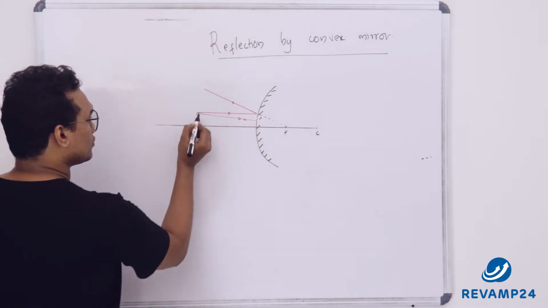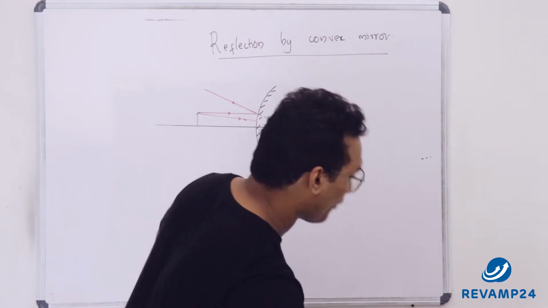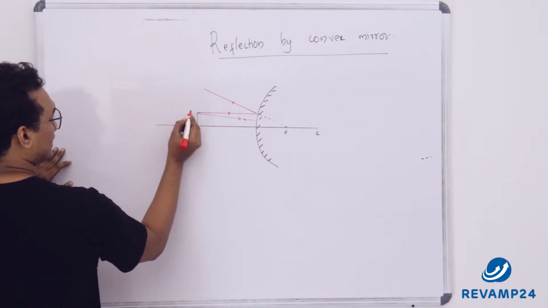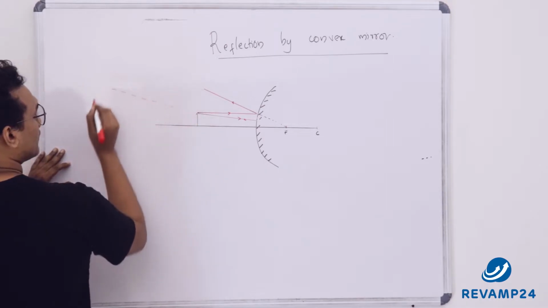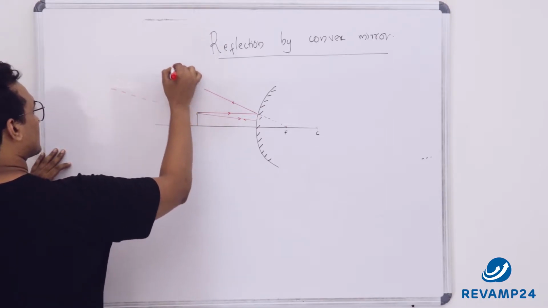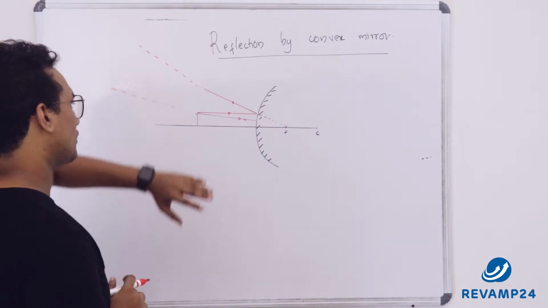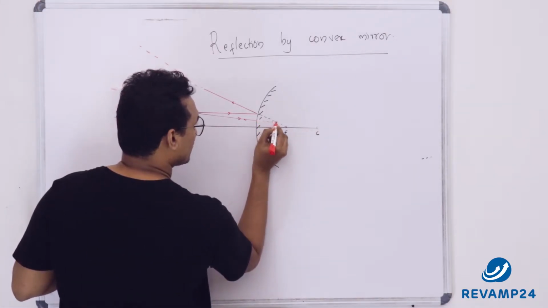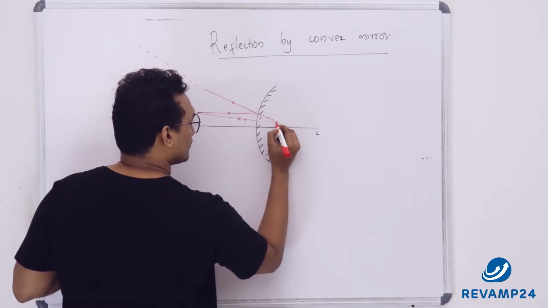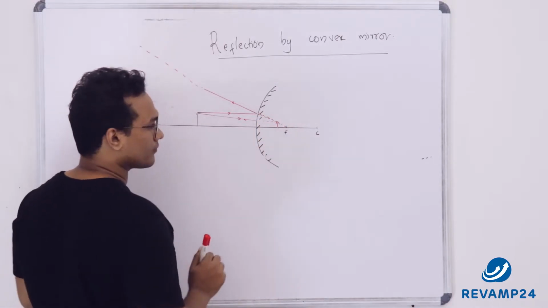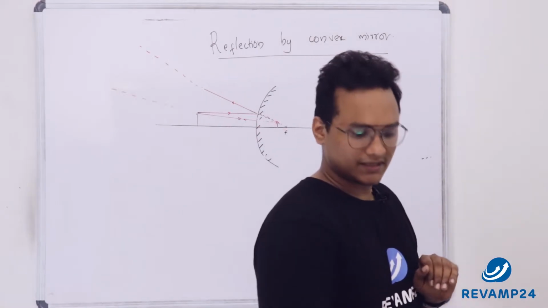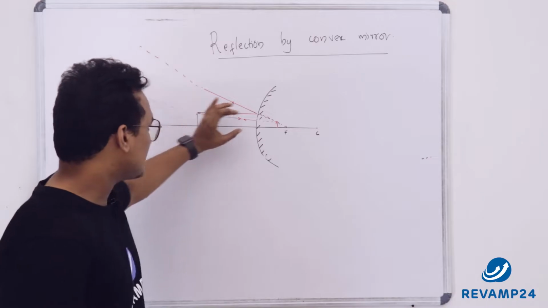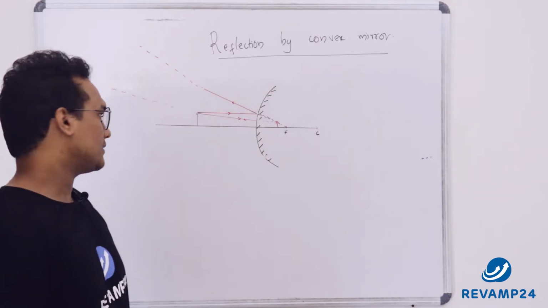Now will these two rays intersect at any point on this side? No. See, this ray would go in this direction and this ray would go in this direction. So they would never intersect, but they seem to intersect at this point. And this would be our image here. So we have got an image which has a diminished size.